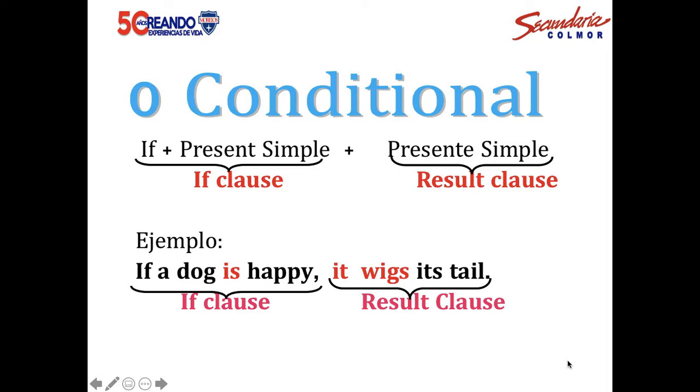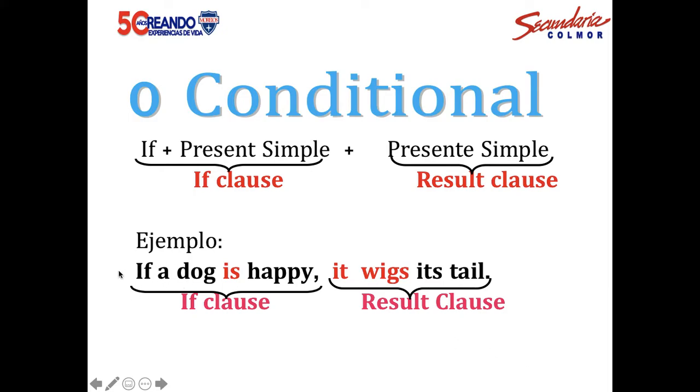Do you remember that we use the zero conditional? We are using the present simple, and we have the if clauses and the result clauses. I have one example here. If a dog is happy, it wags its tail. The if clause is "if a dog is happy," and the result clause is "it wags its tail."